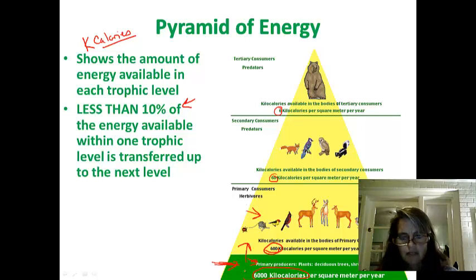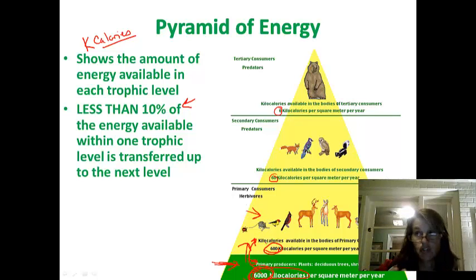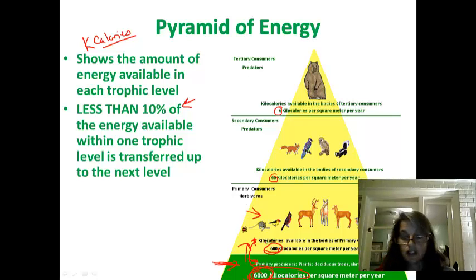Why is it so much less? Why isn't all 6,000 kilocalories passed up to these herbivores when these herbivores eat the plants? Well, it's because those plants don't store every drop of energy they get from the sun. They don't just store that and keep it in their little plant bodies forever. They use it. They use it to grow. They use it to make seeds. They use it to make flowers and reproduce. They use that energy. And once that energy is used, the deer and all of that can't get to that energy anymore. All they can get to is what's actually in the plant at the moment they eat it.